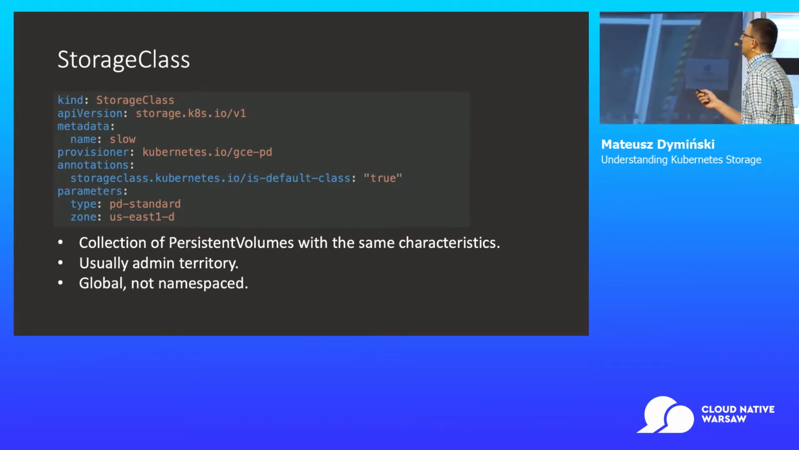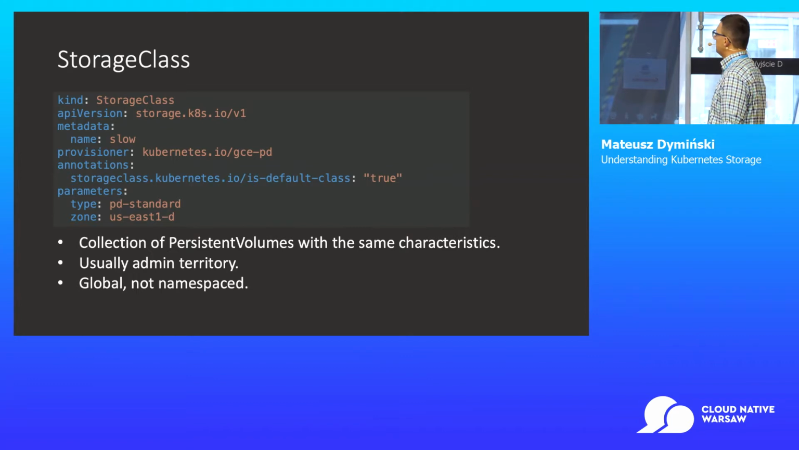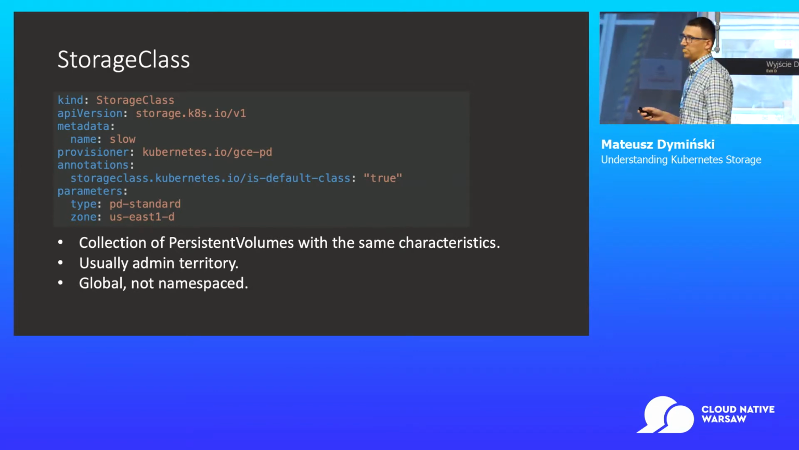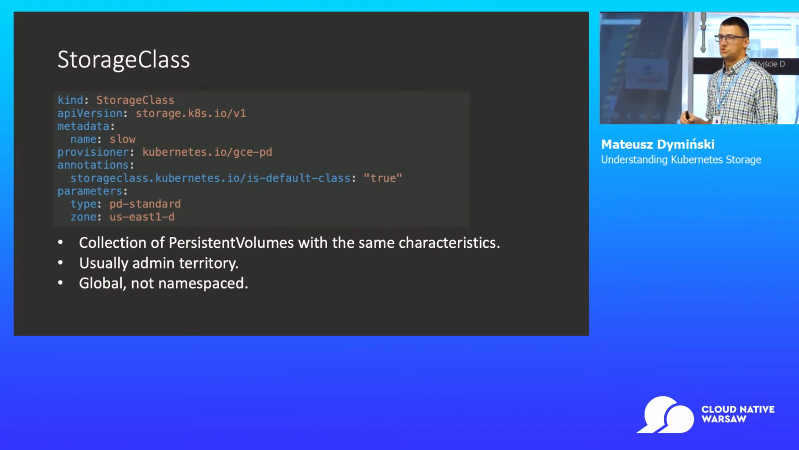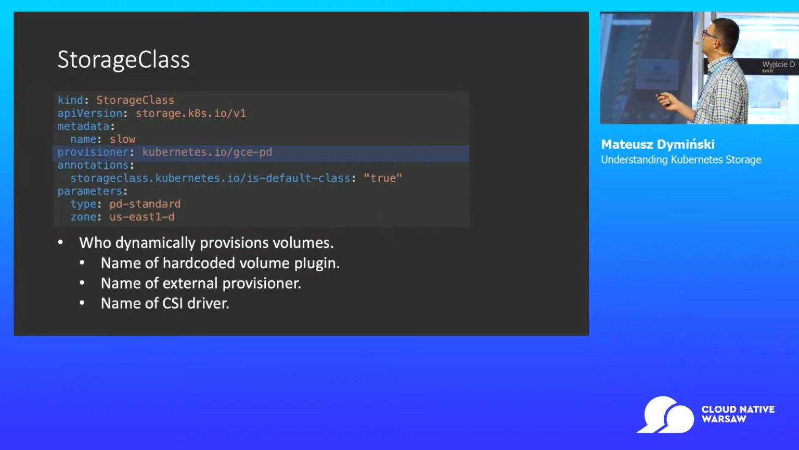Here's an example. We've got a GCE storage class, and it's a collection of persistent volumes with the same characteristics. It's an admin thing, and it is not namespaced. So if you create a storage class, it is one storage class for the whole cluster, and usually it's created by the administrator, not by the end user. It's also important. So what are the parameters?